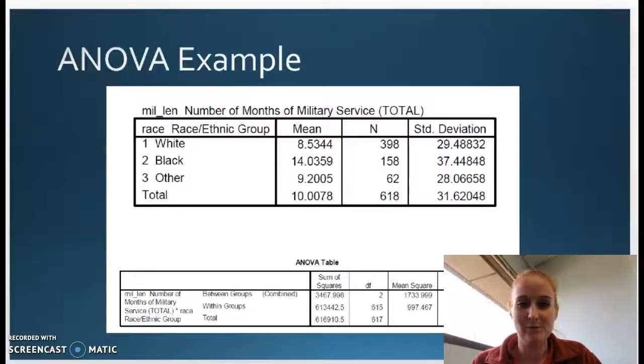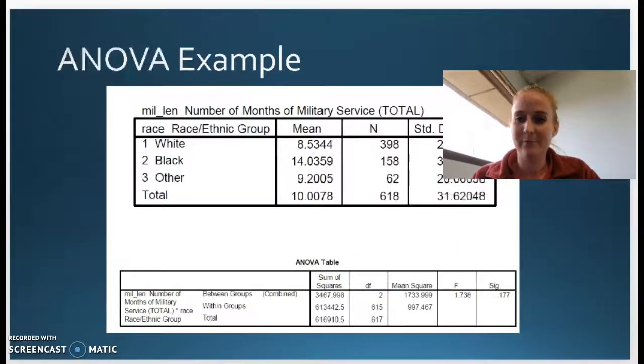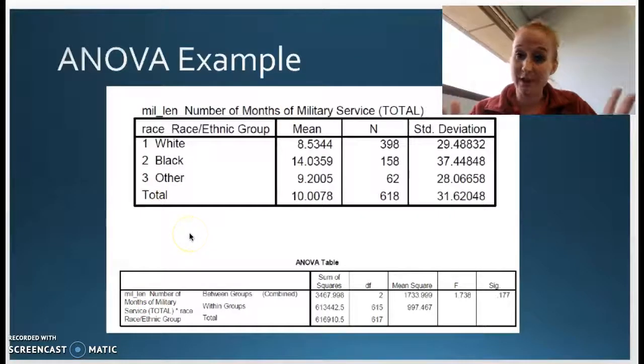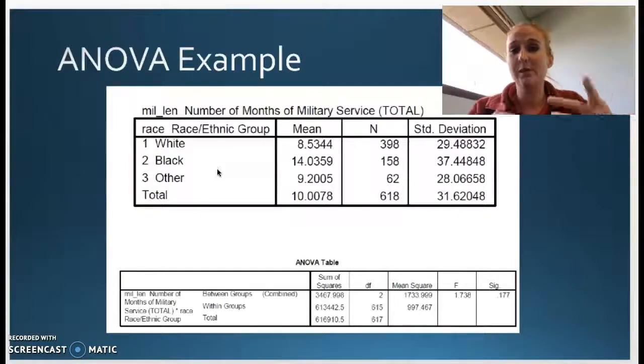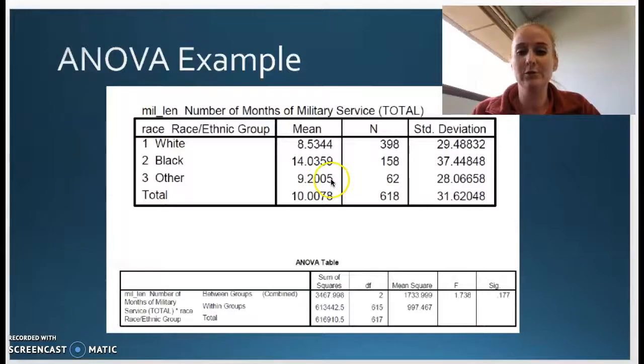So here's our example for military and race. Okay, so here we have a similar kind of output, just like the t-test, but now we have racial groups. So it says white, black, other. Again, not an extensive list of racial groups, but for purposes of the example, it should be fine. So we have three groups, whites, blacks, and others. Here are the means of each group. Okay, so for whites, it was 8.5. For blacks, it was 14. For others, it was 9.2. And those are months served in the military.